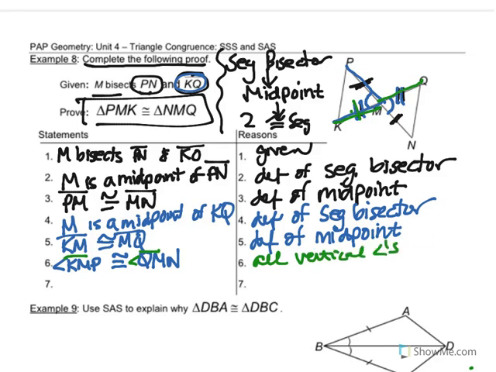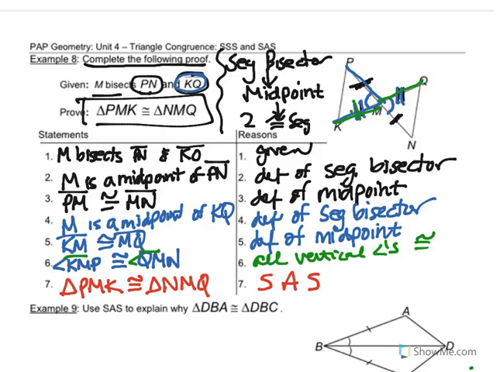And then finally, our concluding statement is going to be triangle PMK is congruent with triangle NMQ, and we're going to say that by side, angle, side.